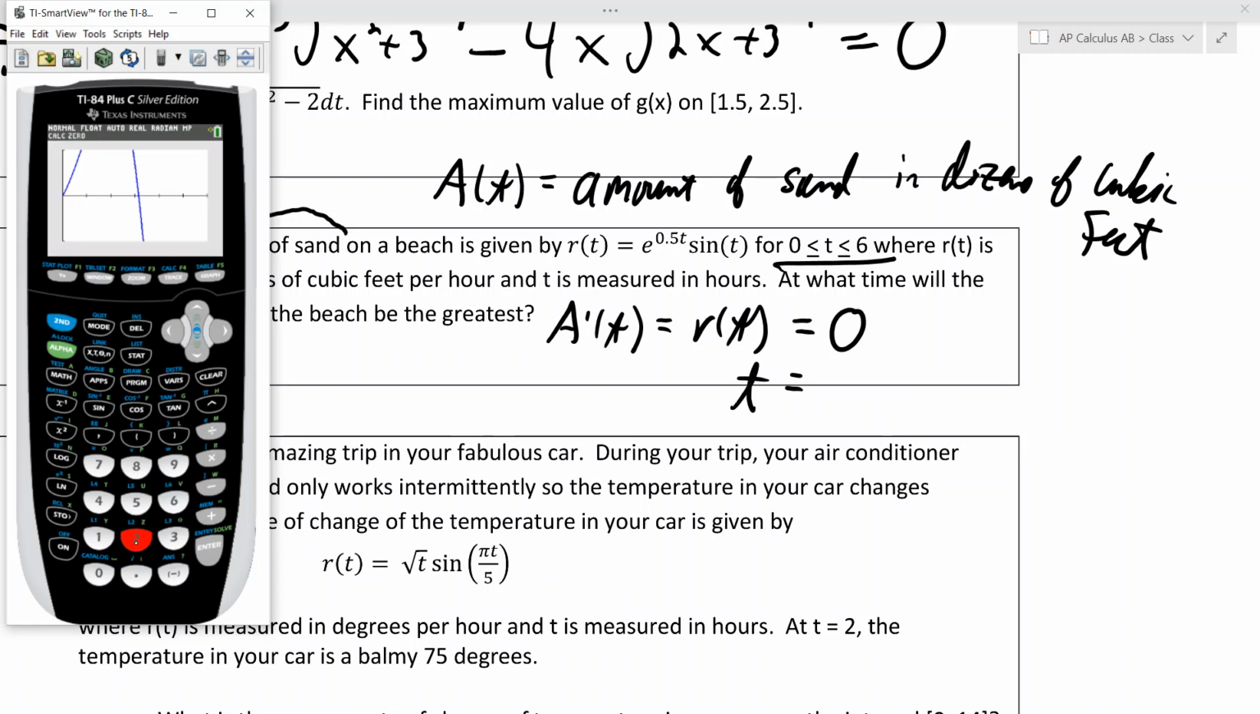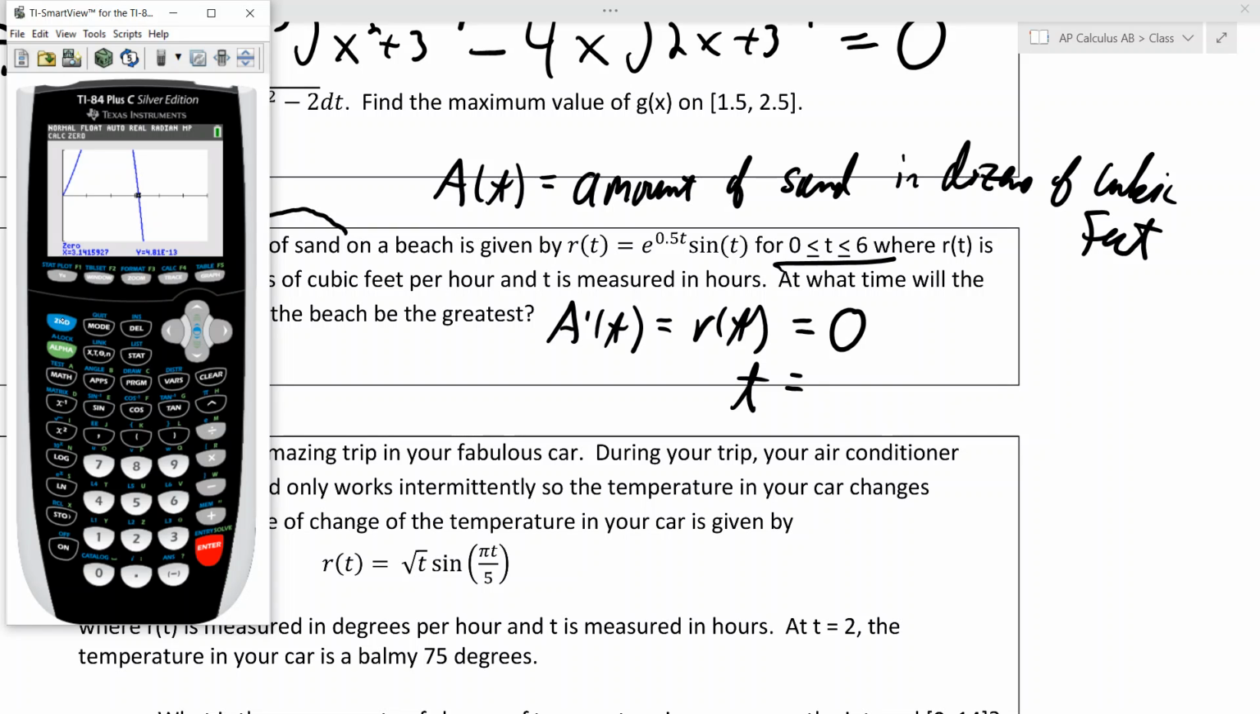We want that 0. It's around 3, so we'll say look between 3, enter, and 4, enter, and it looks like it's like 3.1-ish. And we get 3.14, oh, it's pi. Of course it's pi, because it's sine in there. And notice here too, this is a little weird thing. It says y equals 4.81 e to the negative 13. That's 0. That's just the calculator having some rounding error. That's 0.00481. That's 0 for us.